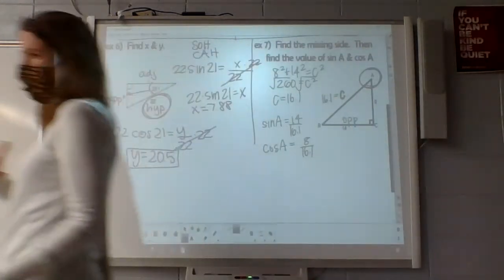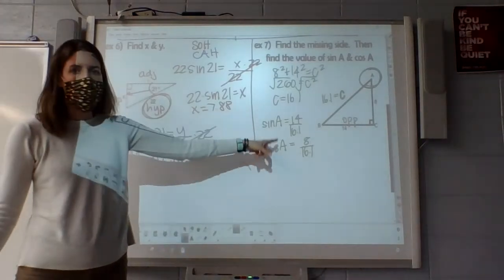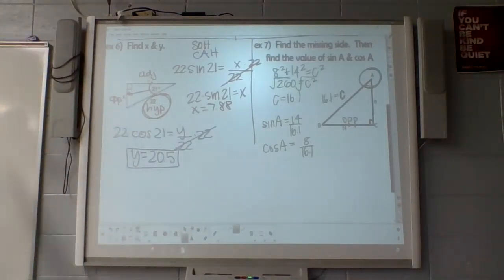Now this is kind of leading us into what we're going to be doing for tomorrow. So just getting used to setting up the ratio that way. Because tomorrow we're actually going to learn how to find out what that angle is. So if we have that information, we're going to be able to solve for that angle.